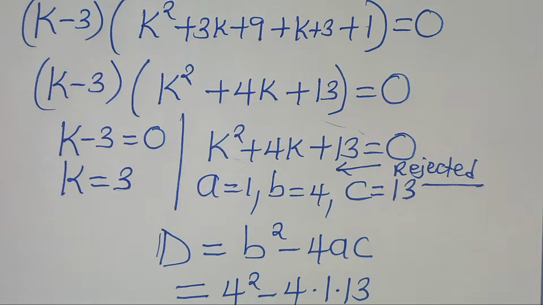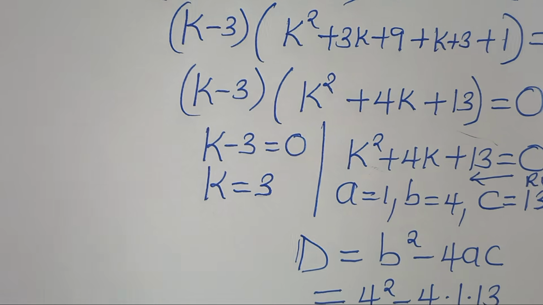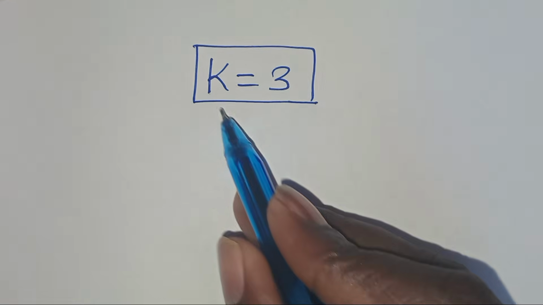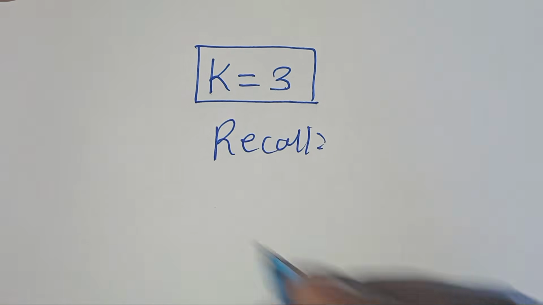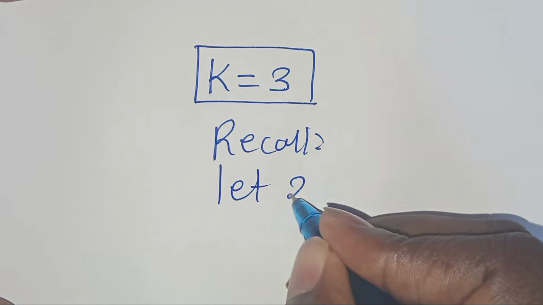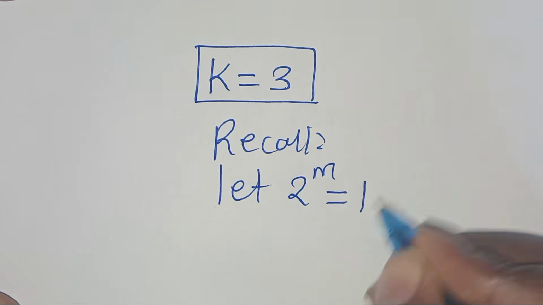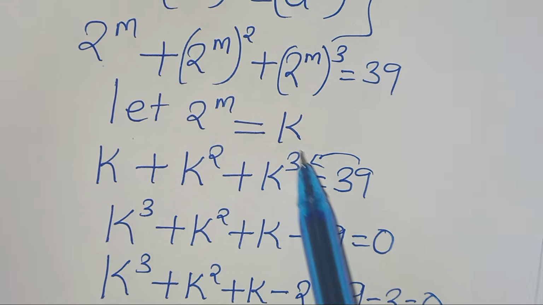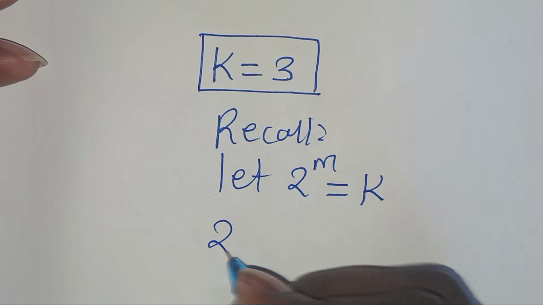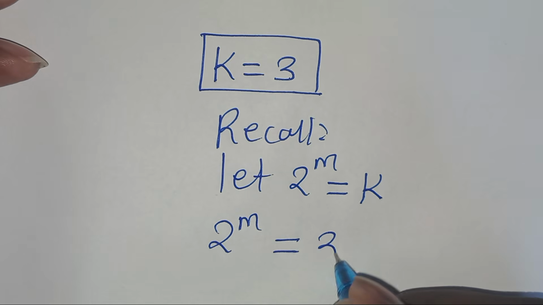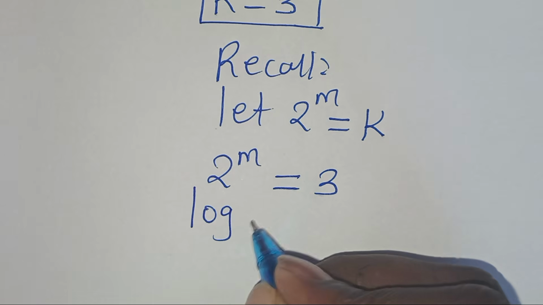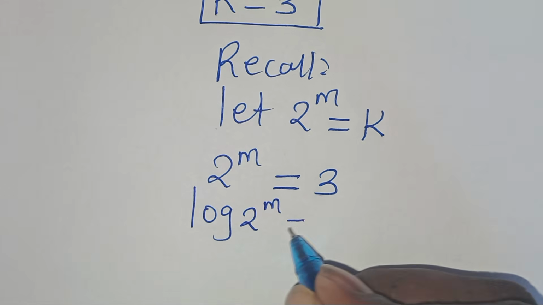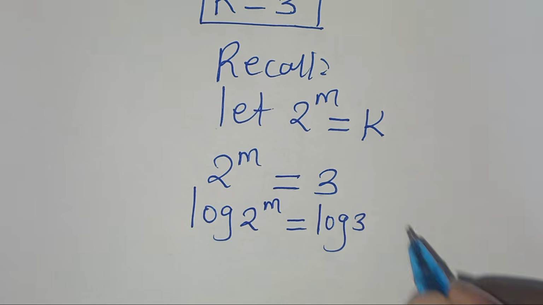Now, let's proceed with k equal to 3. If you recall, we stated that we let 2 to the power of m be equal to k. So now here we have 2 to the power of m equal to 3. To solve for m, let's introduce logarithm on both sides. We have log 2 to the power of m, this is equal to log 3.